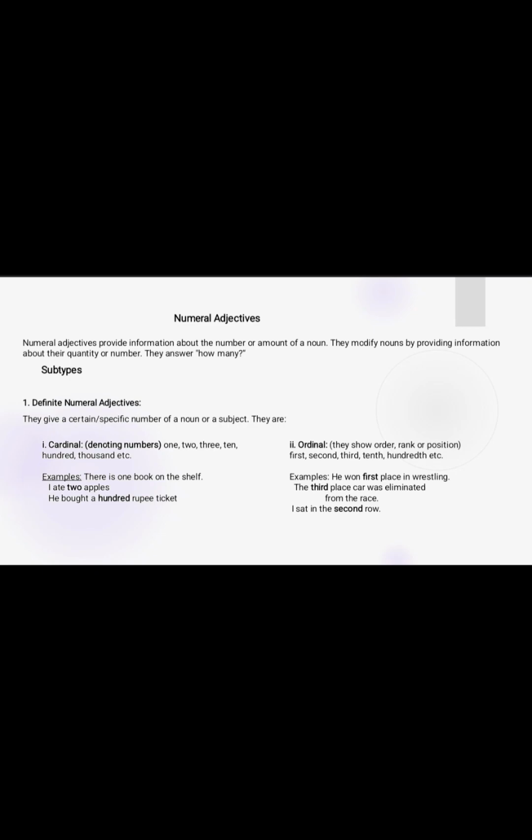The second type is an ordinal. They show order, rank, or position. For example, first, second, third, 10th, 100th, etc. For example, he won first place in wrestling.